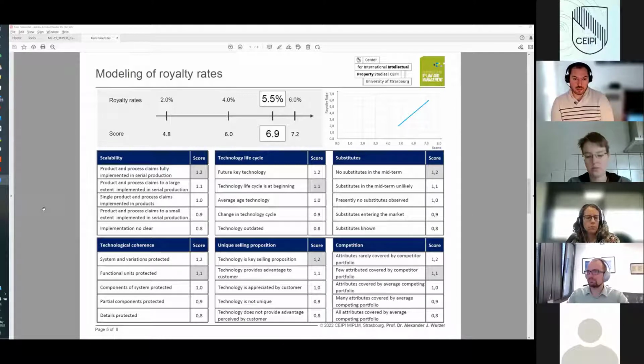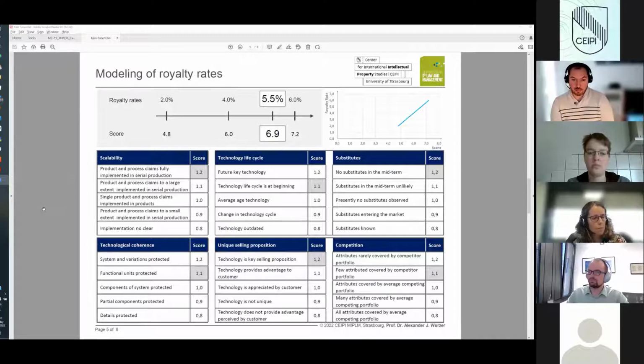So these 6 criteria, which you can see in these 6 tables, are scalability, technological coherence, technology lifecycle, unique selling proposition, substitutes, and competition. For each of these parameters, there is a score attributed, which can range from 0.8 to 1.2. So an average score is 1, the maximum is 1.2, and the minimum is 0.8 for each of these parameters. And the final score is simply the sum of all these scores.